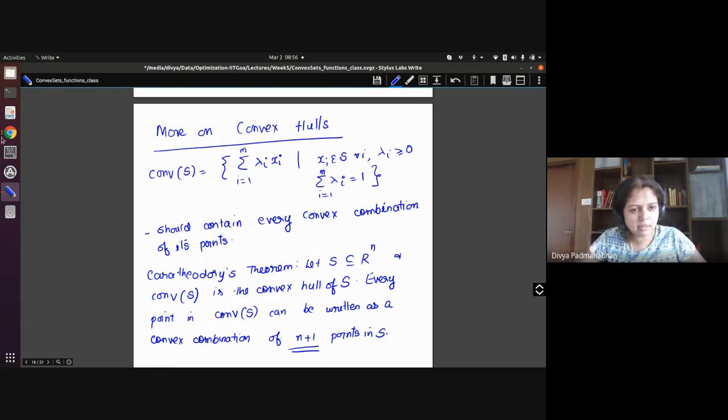So is the statement clear? The main thing is about this n plus 1 points. You can write it as a combination of these n plus 1 points, and nothing more than that is needed. Okay. So I hope the statement is clear. So please stop me if not.